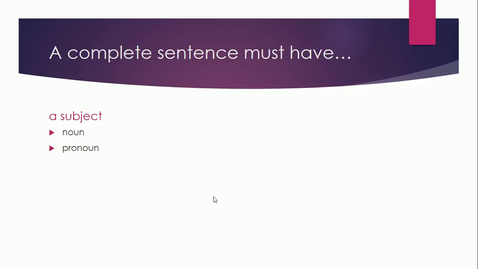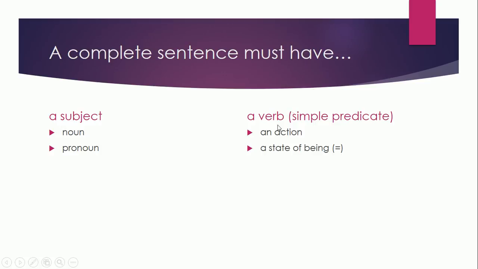A complete sentence has to have a subject. That subject can be a noun or a pronoun. So cat is a noun; it, he, she are pronouns. It's got to have a verb, or we call that the simple predicate. Maybe you heard that before. The subject has to have the verb that's conjugated to go with it.